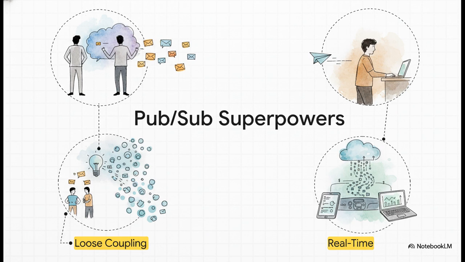It means you can add 100 new subscribers tomorrow, and you don't have to change a single line of code in the original publisher. It also lets things happen asynchronously. The publisher just fires and forgets, trusting the broker to handle the rest. And all of this together is what fuels the amazing, real-time communication we just expect from everything now.